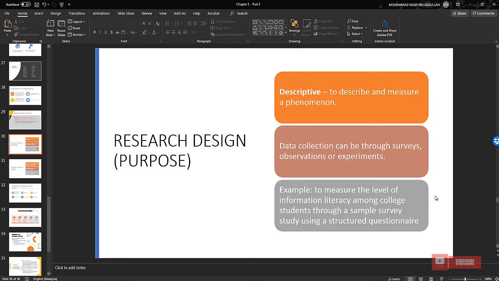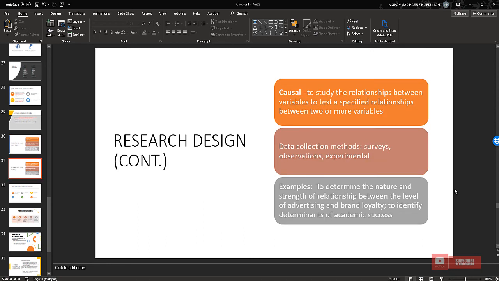So for research design, the purpose of descriptive research is to describe and measure a phenomenon. Data collection can be done through a survey, observation, or experiment. An example of descriptive research design is to measure the level of information literacy among college students through a sample survey study using a structured questionnaire.